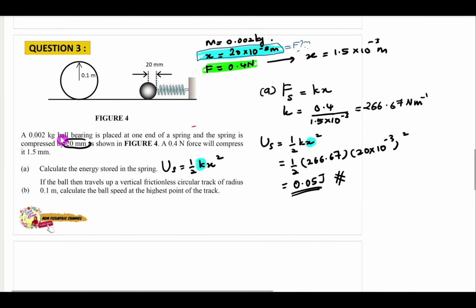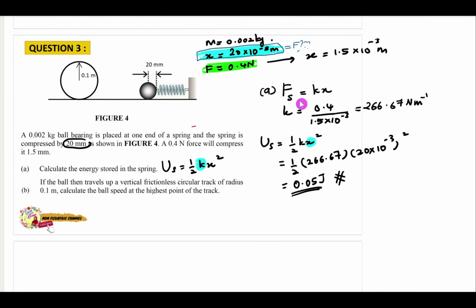Maknanya dia bagi tahu kat sini, okay, this is the ball bearing. It's placed at one end of the spring. Okay, and the spring is compressed by 20 millimeter. So bila spring itu compress, dia minta kita kira energy stored in the spring when the spring is compressed by 20 millimeter. X here is 20 millimeter. Okay. But we don't have value of K, the spring constant. Tapi dia bagi kita hint dekat bawah ni. Dia kata, if we have a force of 0.4 Newton, the force will compress the spring yang sama tadi by 1.5 millimeter. Okay.